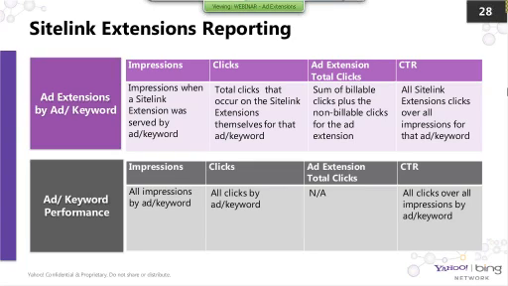Ad extension total clicks sums billable clicks plus the non-billable clicks. An example of a non-billable click would be I click on one site link and then I click on another site link within the same session. You are only charged for one. And then below, I think we already covered this, but the ad and keyword performance. This is the difference between if you pulled an actual keyword performance report or an ad performance report. It's going to include all impressions and all clicks and all spend and all KPIs associated with that keyword or ad, meaning it is inclusive of text ads and site link ads.